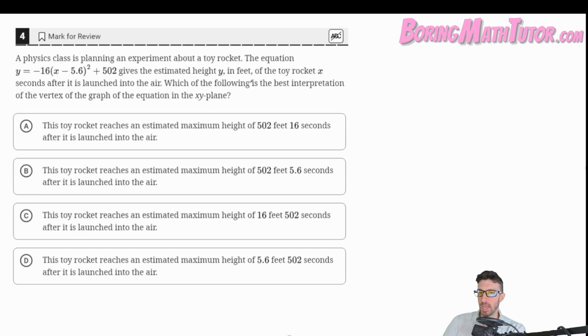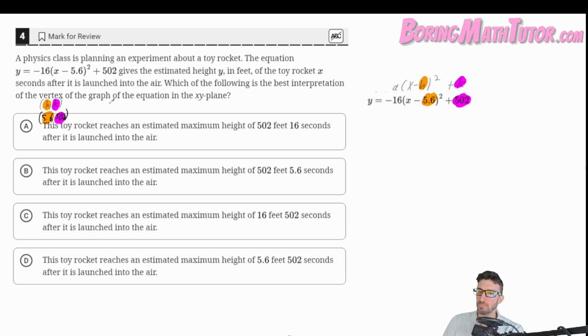Here they want the best interpretation of the vertex. Well, the first thing we need to do is take that equation and identify the vertex. Now, it's in the form of a times x minus h squared plus k. And the vertex is always going to be h comma k. So what is our h in this case? It is 5.6. And then our k is 502. So that means I know that my vertex is 5.6 comma 502, with 5.6 being the x and 502 being the y.